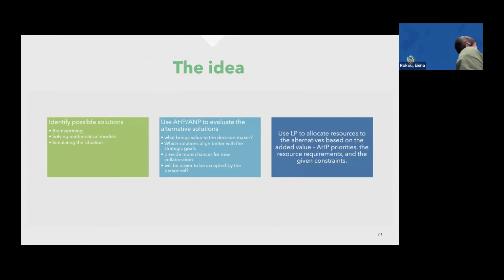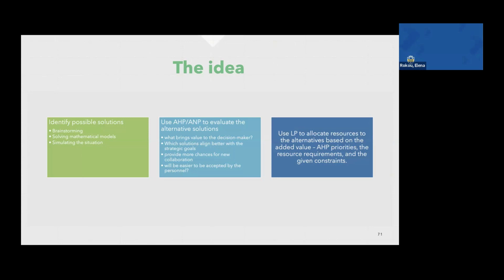So first, you identify some possible solutions. You can brainstorm to get the possible solutions. You can solve mathematical models. You can simulate the situation, which would also give you models and solutions. Second step, you will use AHP and ANP, AHP for you, to evaluate the alternative solutions.